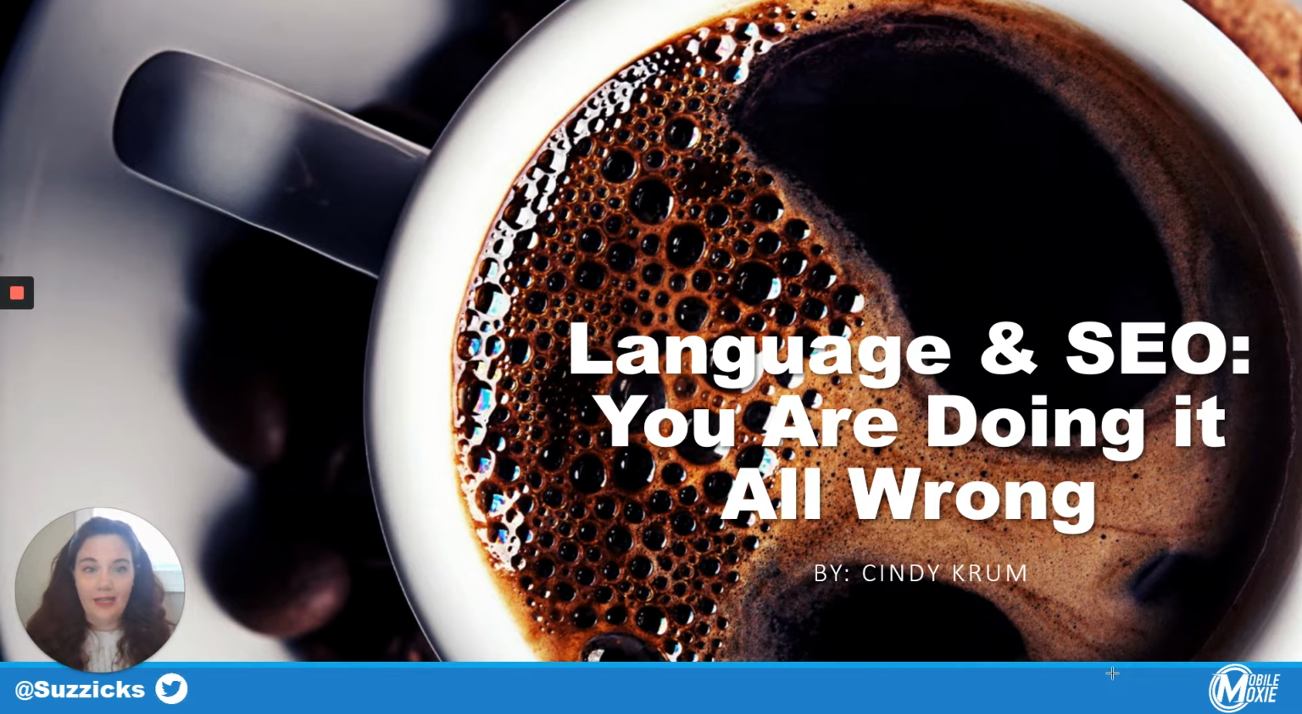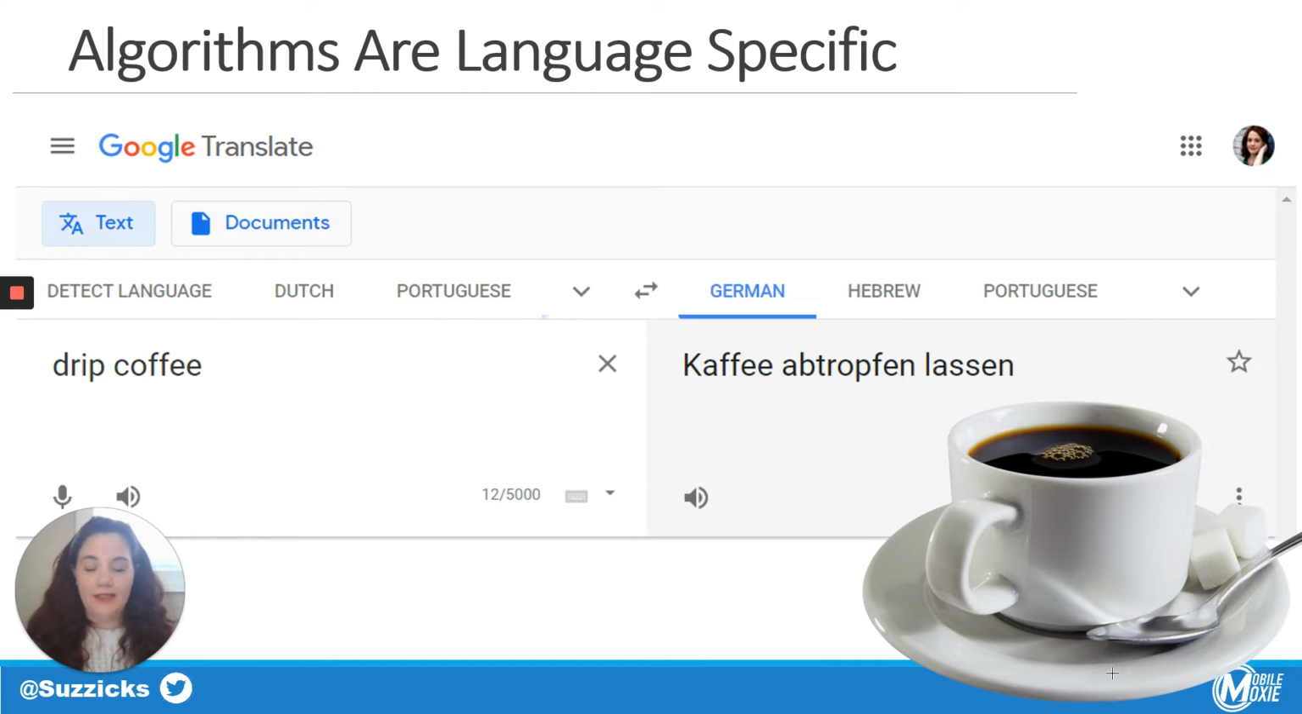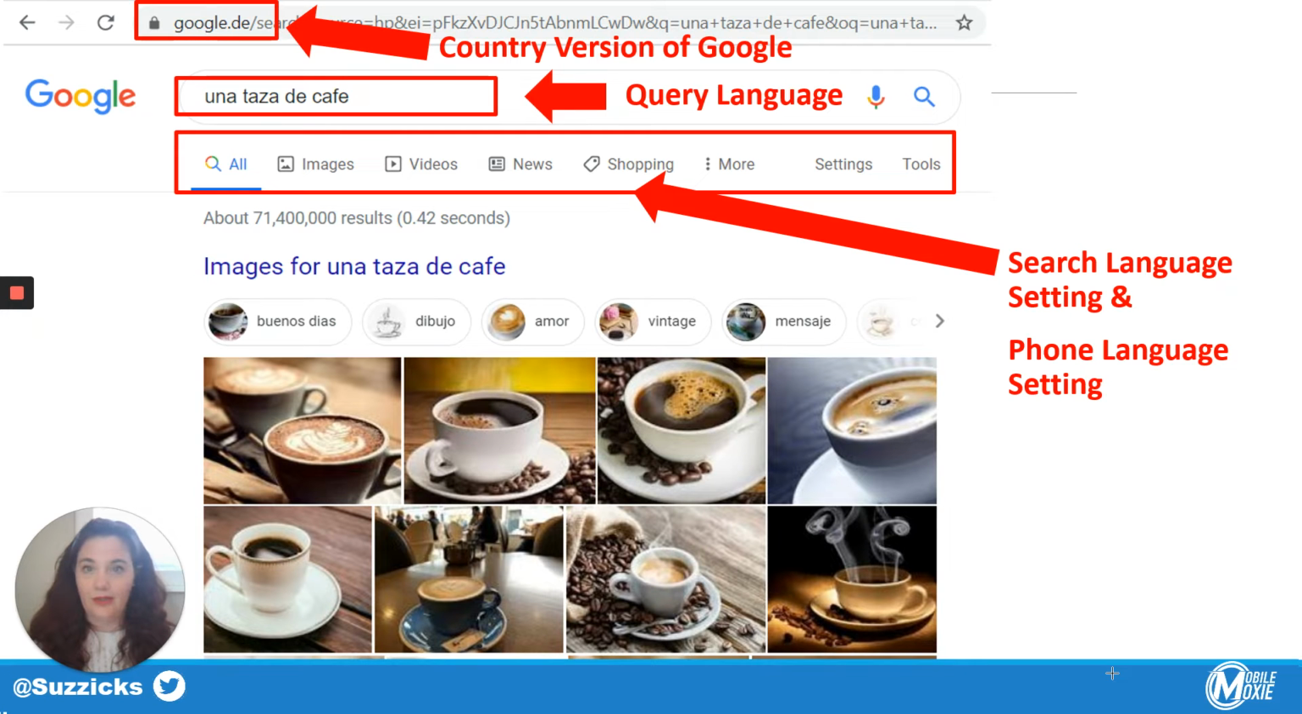And today I'm talking about language and SEO. You're doing it all wrong, with the theme of coffee, because coffee is kind of an international language. Everyone loves coffee, or at least tea. Warm drinks that are brown are fantastic. So let's start by stating the obvious, that algorithms are language specific. And this is important because different languages use different words or even different numbers of words to convey the same idea. Languages are different, and that is important to algorithms, especially Google's.